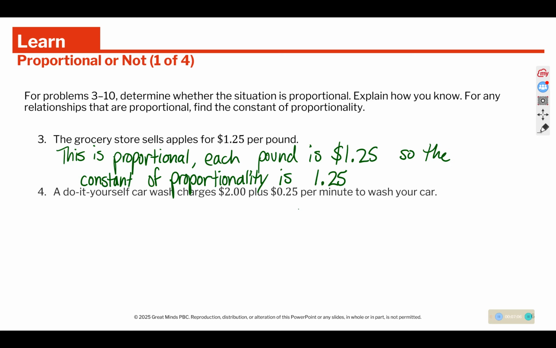Number 4, a do-it-yourself car wash charges $2 plus 25 cents per minute to wash your car. This one is not a proportional relationship because there's a fee of $2 in addition to the cost per minute. So it is not a constant rate, since the $2 at the beginning would put us through the point 0, 2 rather than 0, 0.